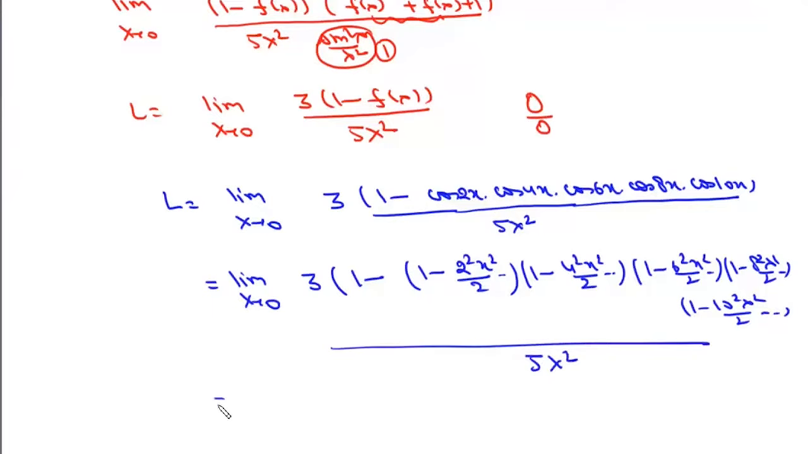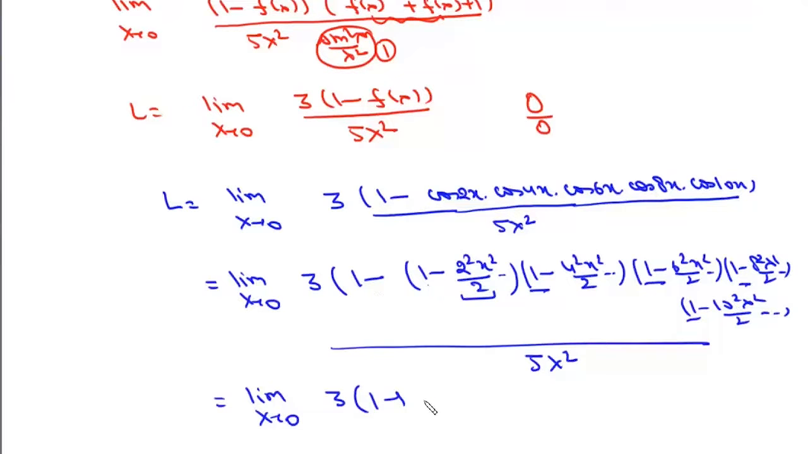Now we multiply it, then we can write this as the limit x tends to 0 of 3, 1, and then 1 into 1 into 1 five times, so it will be 1 minus 1, and then we need to find the coefficient of x square. Now we'll get x square if this x square gets multiplied with all these ones.